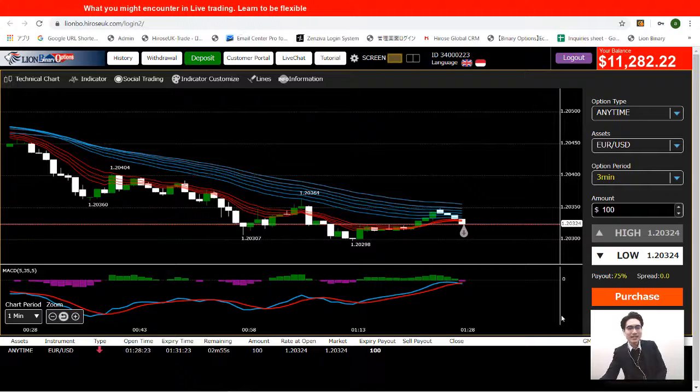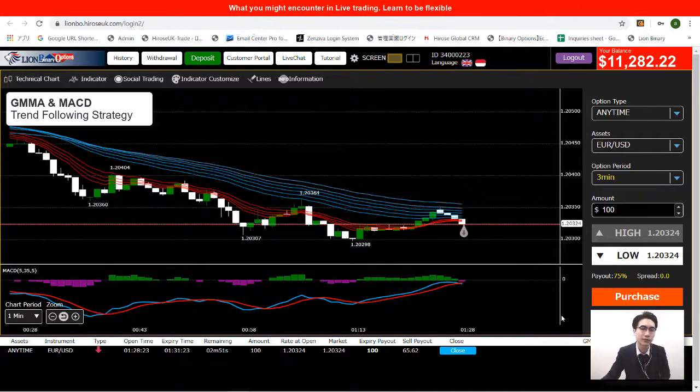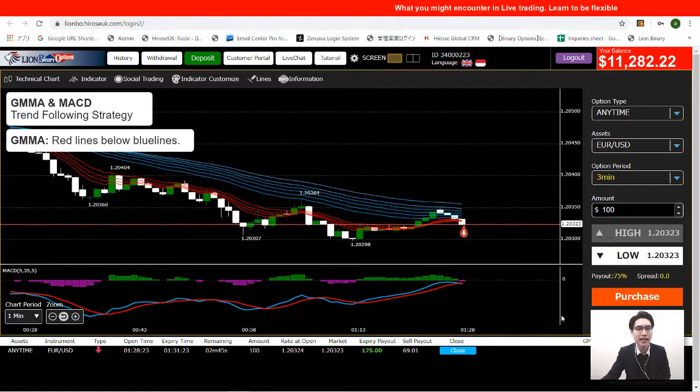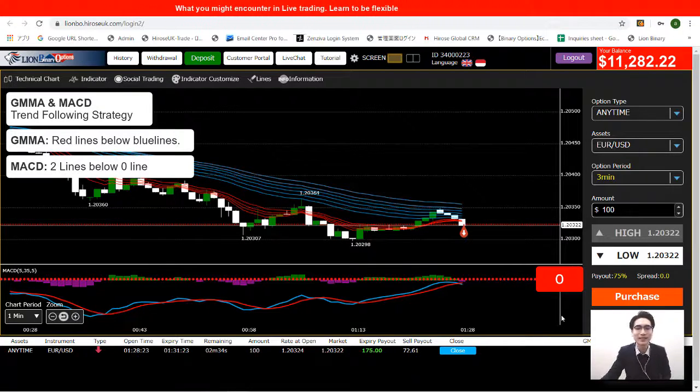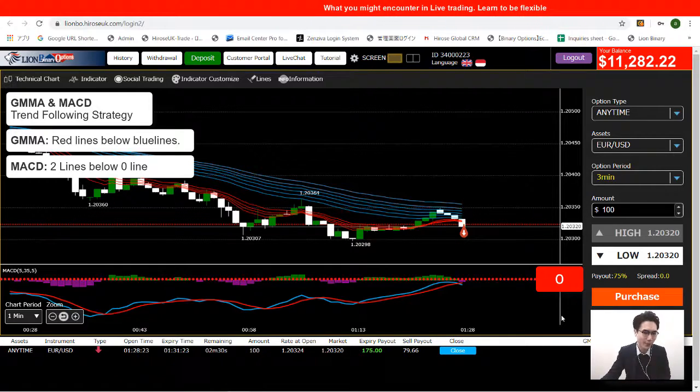I placed a low. As I mentioned, this is a trend following strategy. So how do I tell the market is in a trend market? I'll be looking at the GMMA. I see that the red lines are below the blue line. And if I take a look at the MACD, I see the two lines are below the zero line. That means that I can almost confirm that the market is in a downtrend.